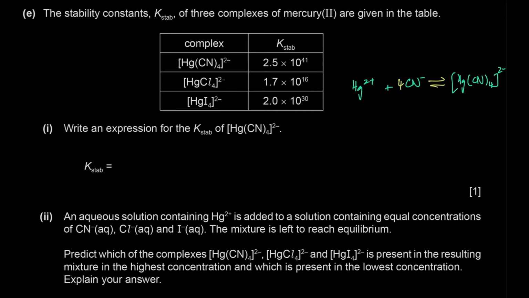And the stability constant over here obviously will just be the products divided by the reactants. So what we have over here is the concentration of AgCN4 2-, divided by the concentration of Ag2+ times the concentration of cyanide to the power of 4.